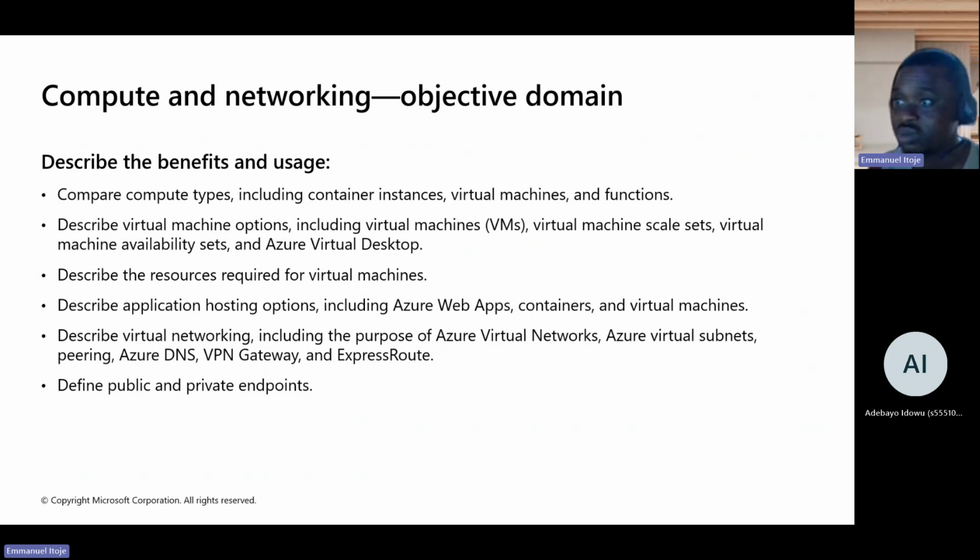Then, time permitting, we look into virtual networking: the purpose of virtual networks, Azure virtual network subnets, peering, Azure DNS, VPN gateway, ExpressRoute, and public and private endpoints. So these are what is covered in this particular objective domain for compute and networking. Okay.